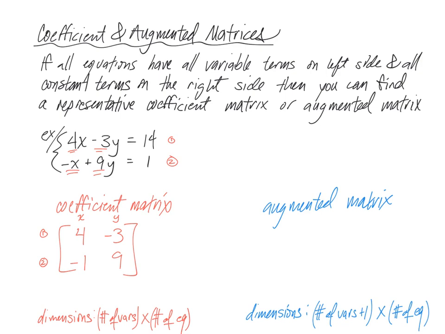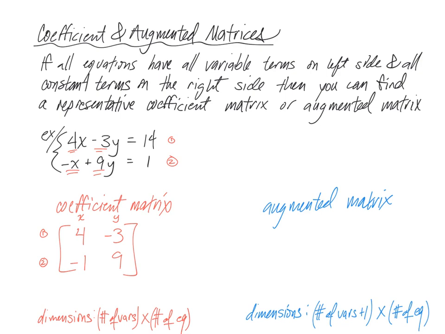Now an augmented matrix, just based on the word augmented, augmented means to make bigger. So we're going to take this coefficient matrix and make it bigger. What augmented matrices do is they represent an entire system of equations, including the constants, not just the variables. So coefficient matrix, just the variable stuff. Augmented matrix, the entire equation, including the equal signs, which is pretty cool.